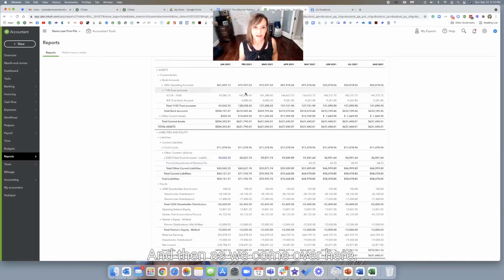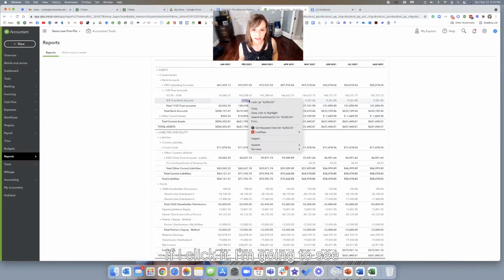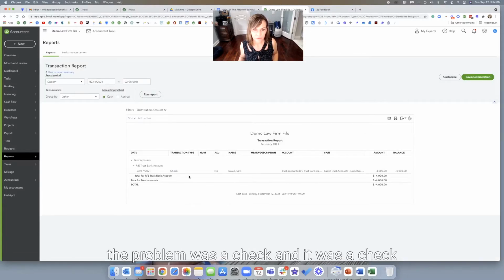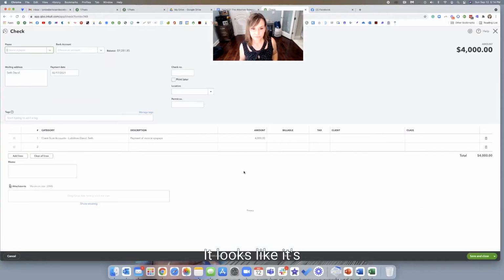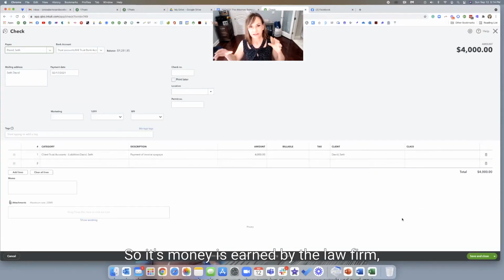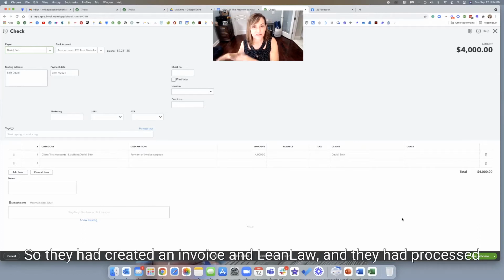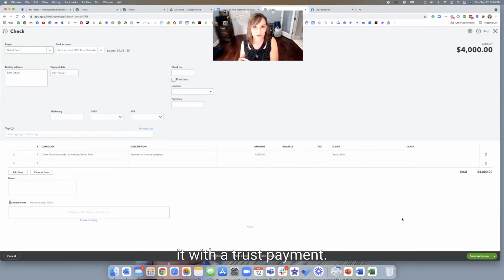We're matching. And then as we come over here, we see here's the beginning of the issue with the negative account in the real estate. There's $4,000 here. If I click it, I'm going to see the problem was a check, and it was a check to Seth David. And it looks like it's maybe a payment to pay the, let's open it up. It looks like it's a payment of an invoice. So it's monies earned by the law firm, and they use lien law. So they had created an invoice in lien law, and they had processed it with a trust payment.